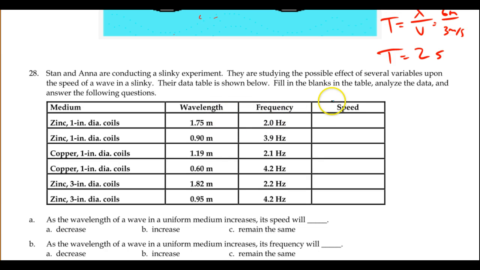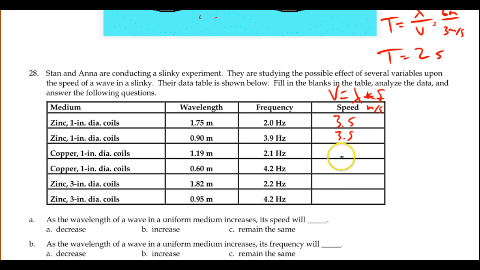We can calculate the speed v by using the wave equation, which is simply the wavelength times the frequency, or frequency times the wavelength. 1.75 times 2 is going to be 3.5 meters per second. These are all going to be in meters per second. 0.9 times 3.9 is 3.5.